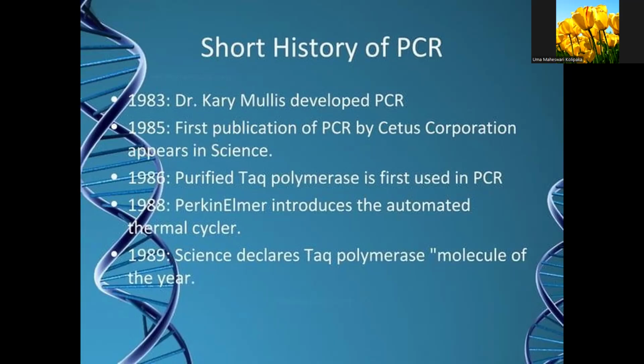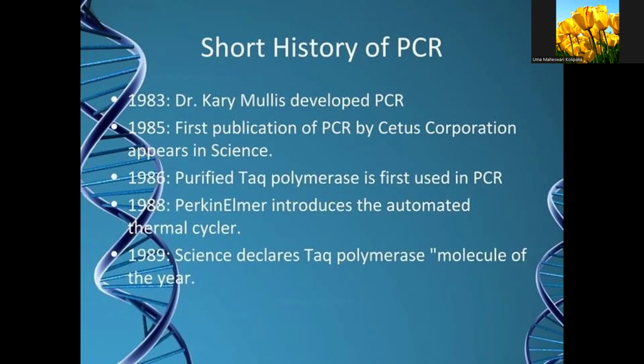And Perkin-Elmer introduces the automated thermal cycler. Thermal cycler is a machine which we are using in the technique of PCR. Science declares Taq polymerase molecule of the year in 1989. So basically, PCR is also known as molecular photocopying. Generally, if you observe general photocopying, that is Xerox machines, what they can do is just make a number of copies of an already existing one.